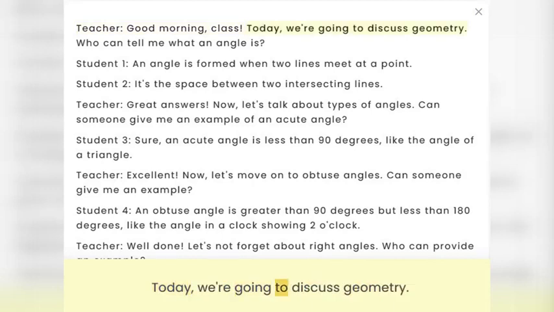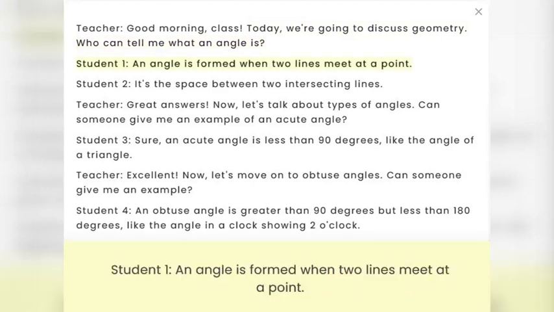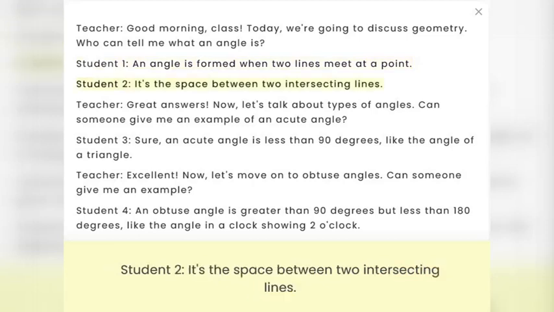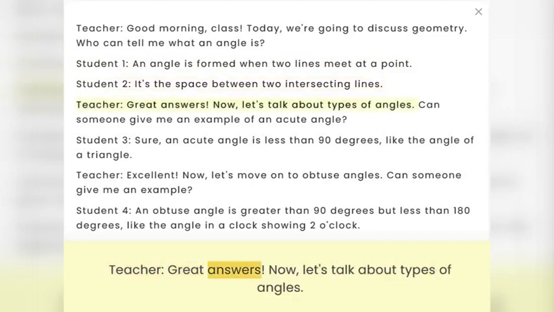Today, we're going to discuss geometry. Who can tell me what an angle is? Student 1: An angle is formed when two lines meet at a point. Student 2: It's the space between two intersecting lines. Teacher: Great answers. Now, let's talk about types of angles.